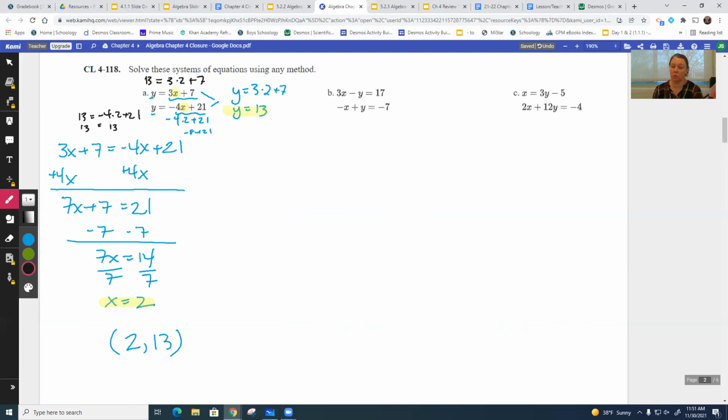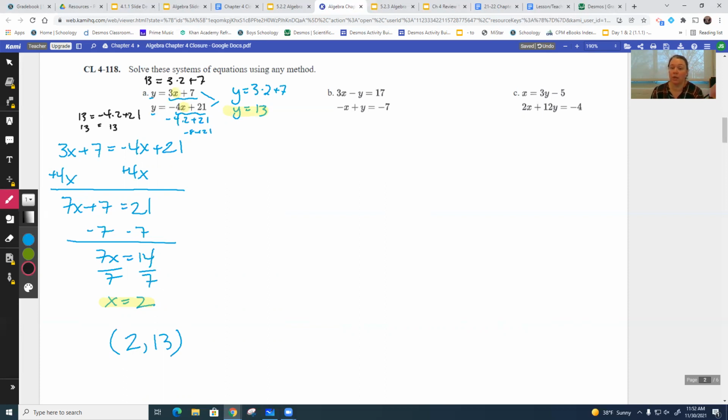So you can always check your solution. You know something's a solution if when you plug it into both equations, it makes them both true. Now for B, because I have the x's lined up and then the y's lined up and then the numbers and the equal signs lined up, I would use elimination.